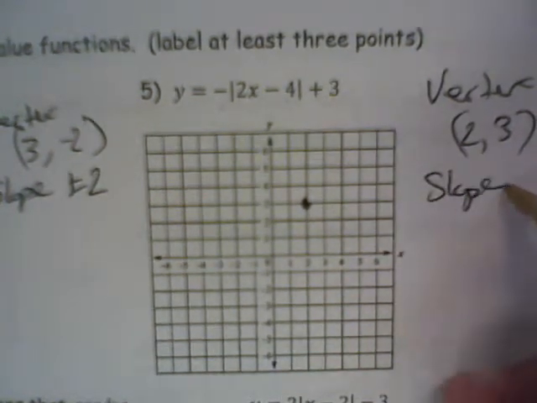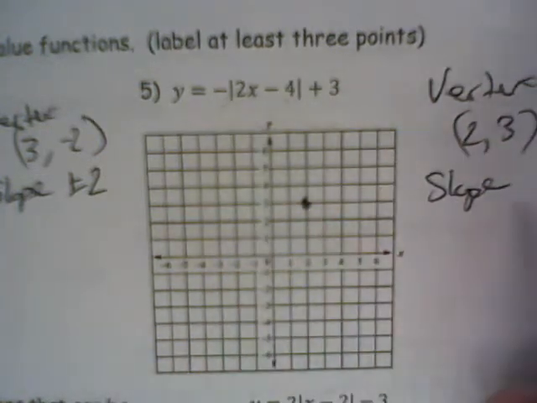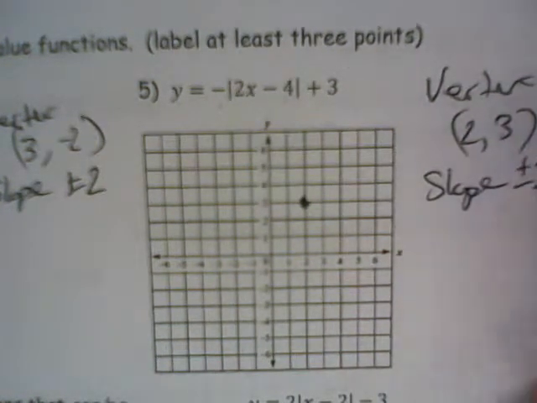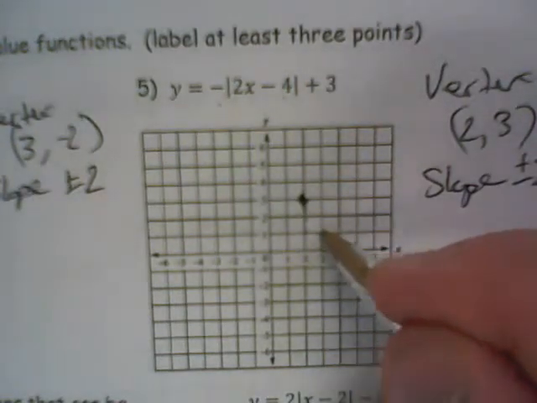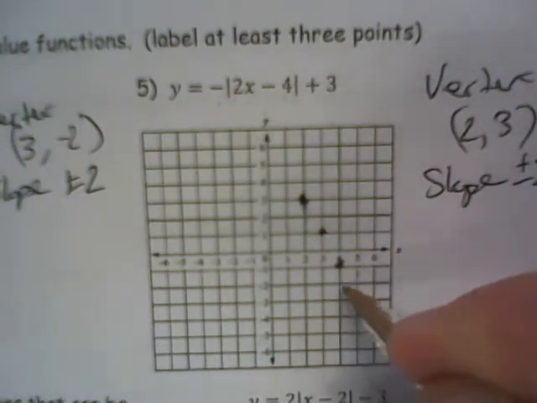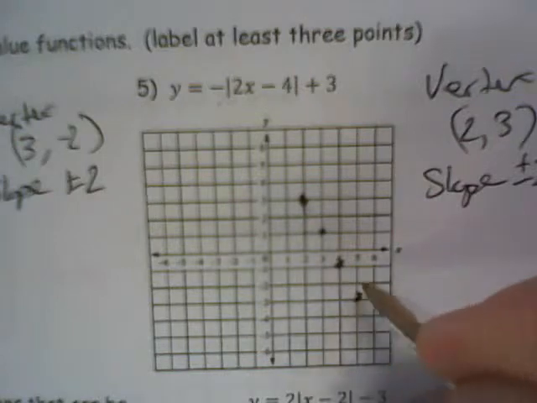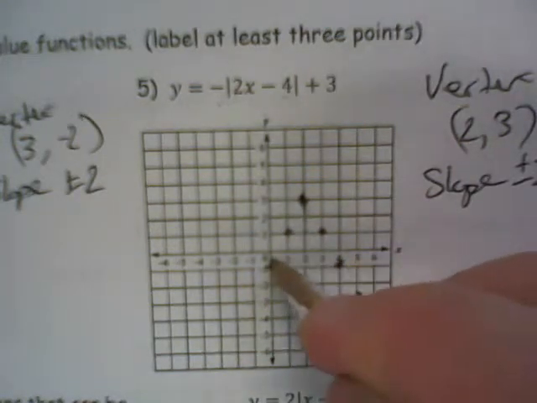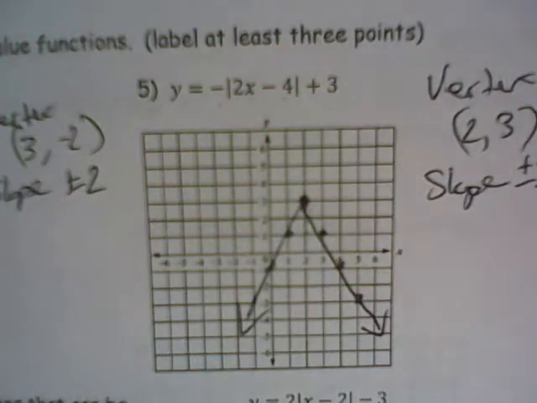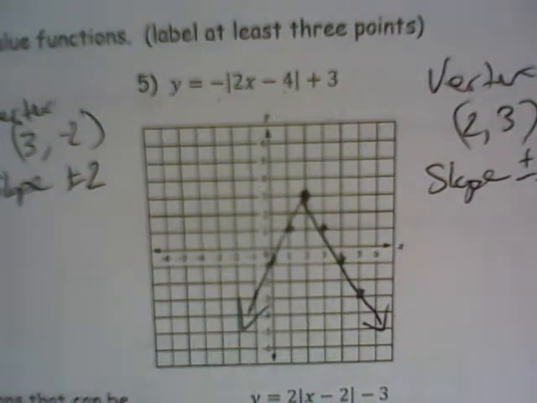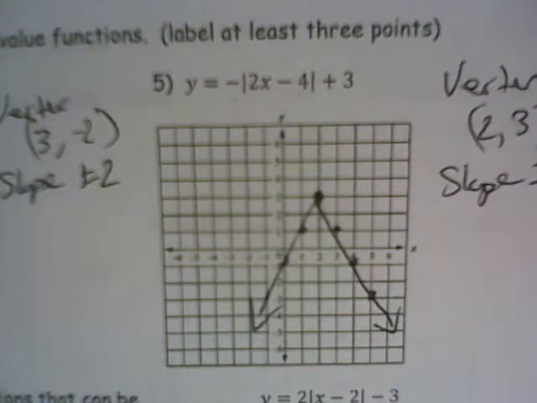Then we're going to find the slopes. The slopes are negative 1 times 2, which is negative 2. The slopes are going to be plus or minus 2, only this one's going to open down. So we're going to go down 2 over 1, down 2 over 1, down 2 over 1. Or I can go down 2, left 1, and I'm going to get a V that looks like this. Okay, so that's what number 5 looks like.